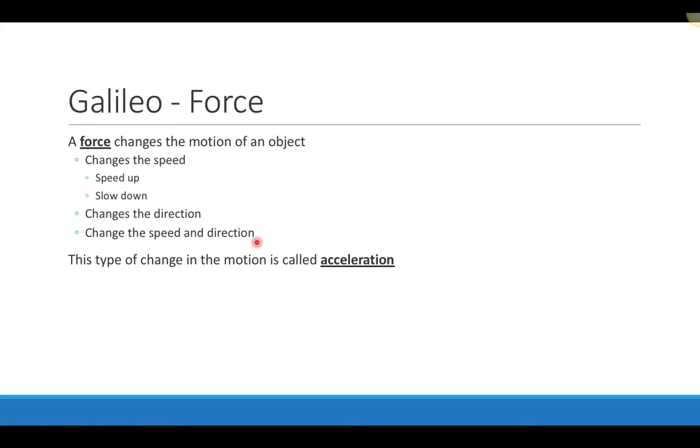So all of these descriptions of changing motion, speeding up, slowing down, changing direction, are all described in terms of acceleration. So there must be some relationship between the force that's being applied on an object and how much that object actually is going to change its motion or accelerate.